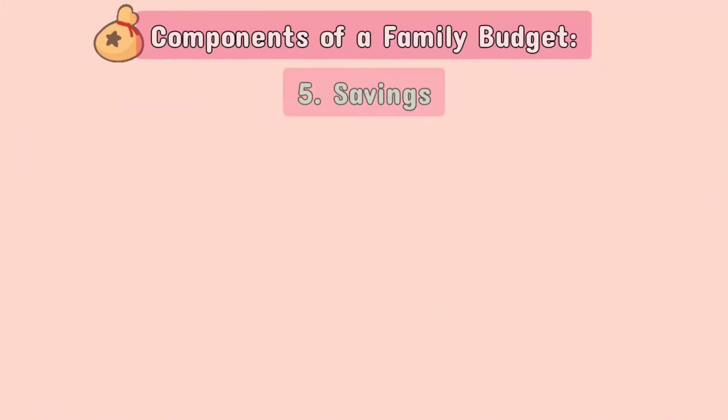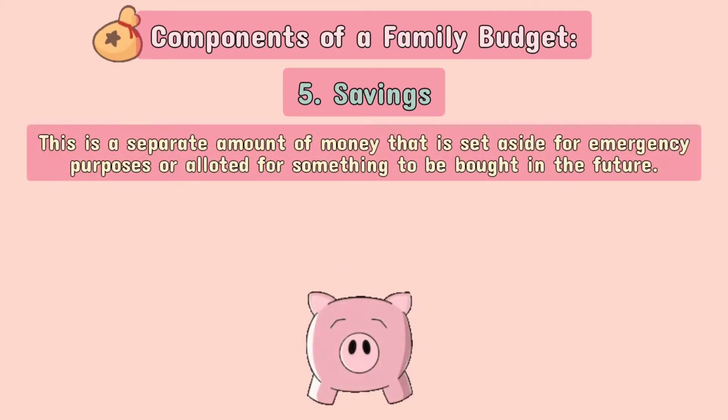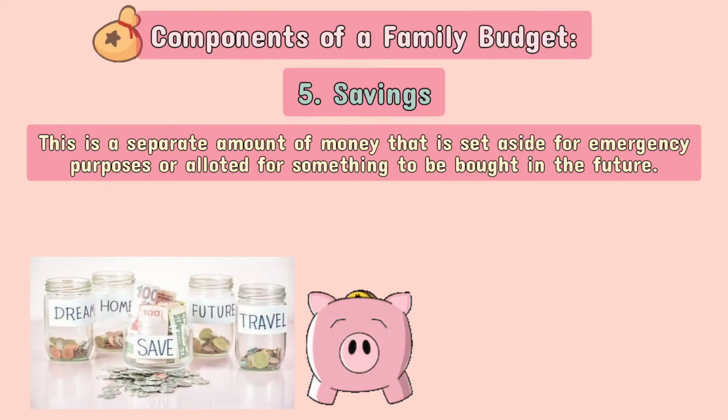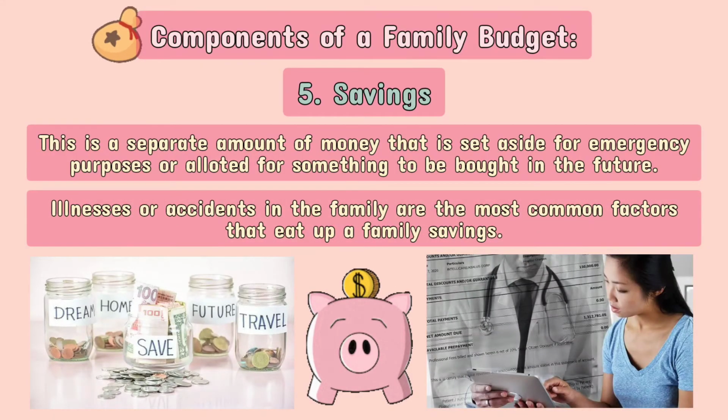Next is savings. This is a separate amount of money that is set aside for emergency purposes or allotted for something to be bought in the future. Illnesses or accidents in the family are the most common factors that eat up a family savings.